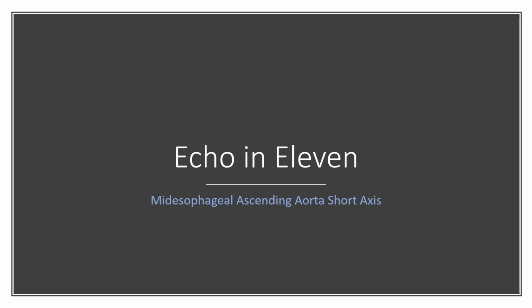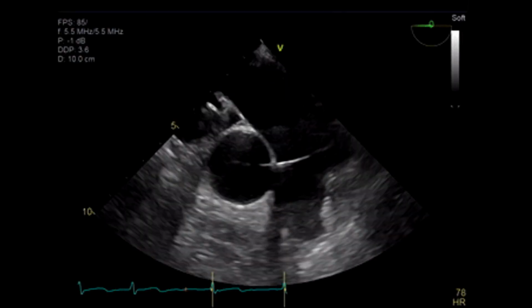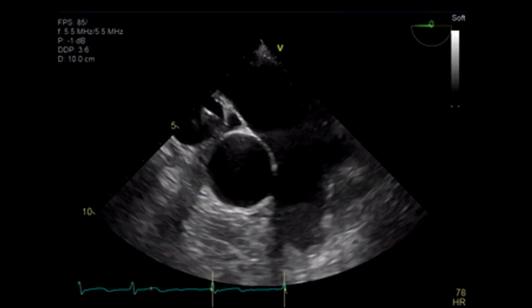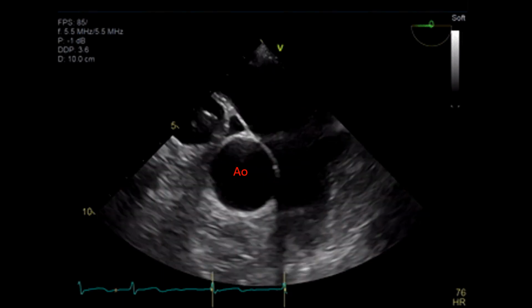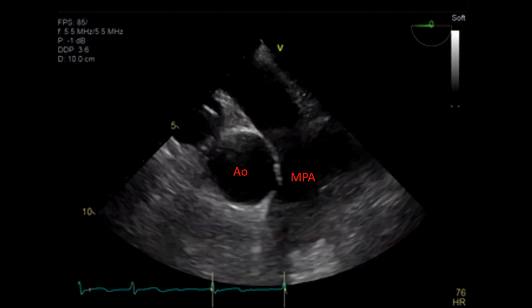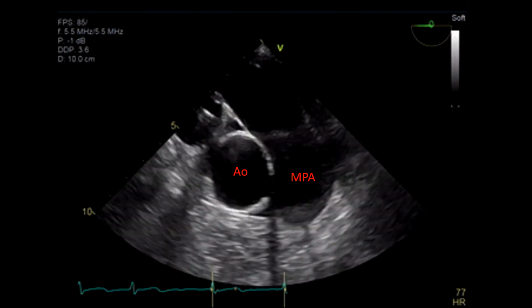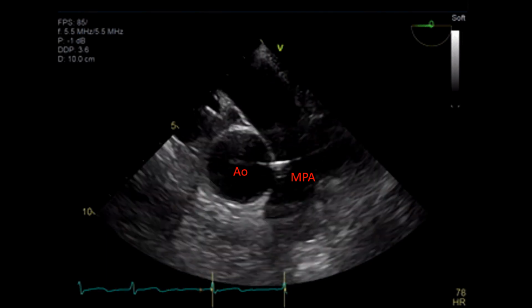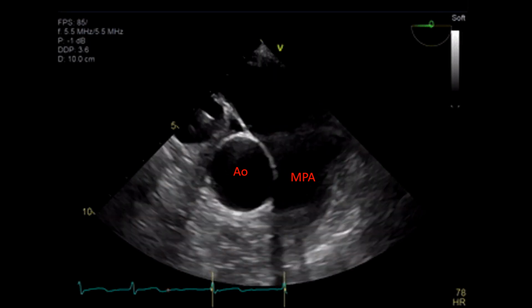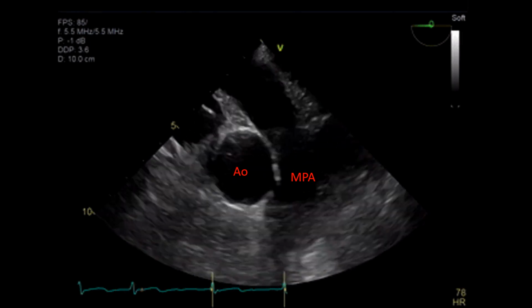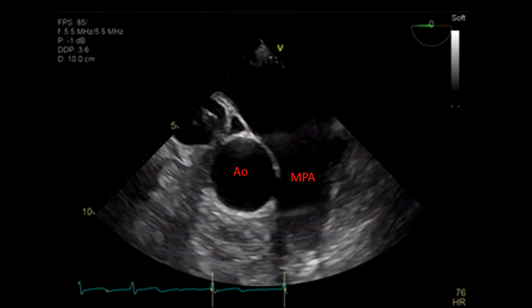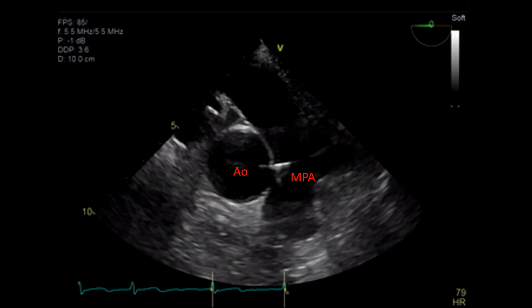Today we're going to talk about the mid-esophageal ascending aorta short axis view. As it is named, we see the ascending aorta in short axis. Perpendicular to that, we see the main pulmonary artery in long axis. The aortic systems and the pulmonic systems are always going to be perpendicular to each other. That's because they start out as the truncus arteriosus in embryology, and they rotate so they're perpendicular to each other.